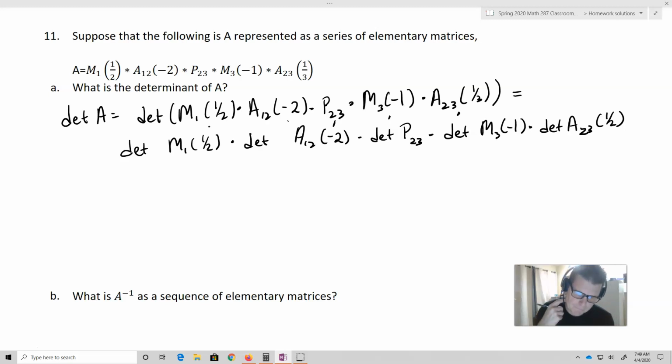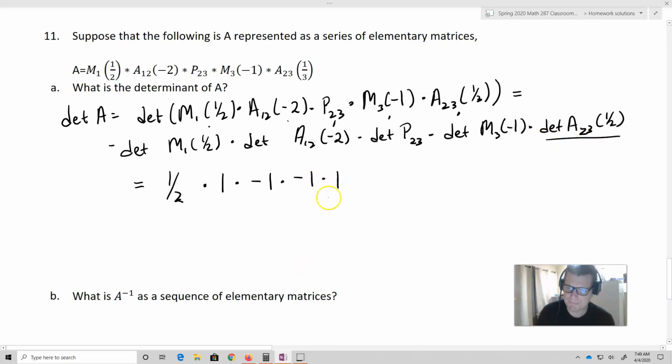So now what I want to get is, so that's what the determinant of A is equal to. The determinant of M1 1/2 is going to equal 1/2, right? It's a multiplication matrix, so it's basically just the scalar. Times any addition matrix has a determinant of 1, times any permutation matrix has a determinant of negative 1, times multiplication matrix negative 1, times an addition matrix, the last one here, which is just times 1. So this is now 1/2. So that's the determinant of A. The determinant of A equals 1/2.